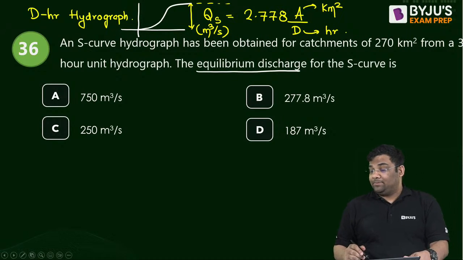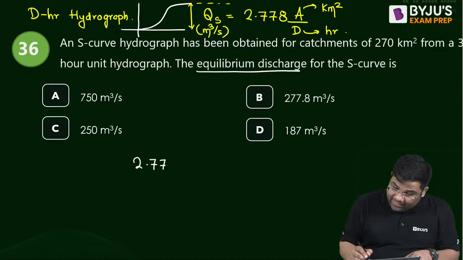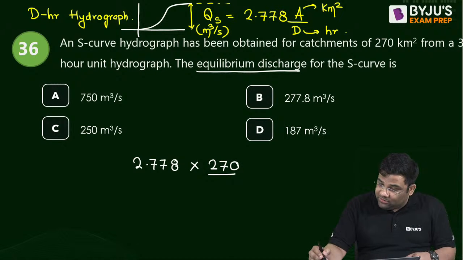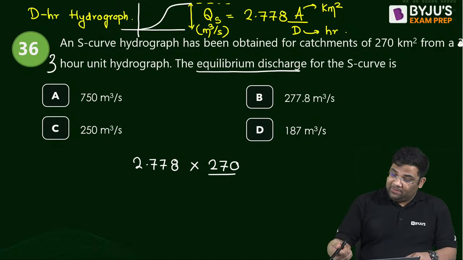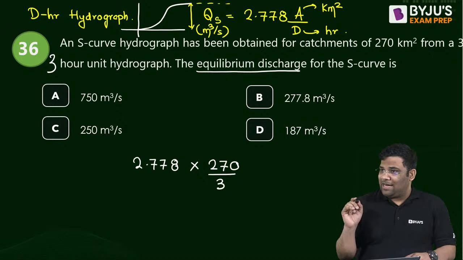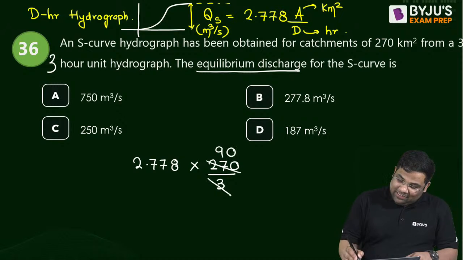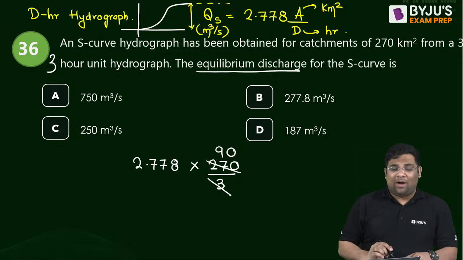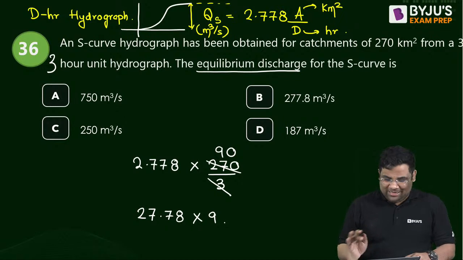So what's the answer to this? What's the answer to this? It is 2.778, yes, area is 270, and it's a 3 hour unit hydrograph. Slightly visible, yes, 3 hour unit hydrograph, right? So you'll get cancelled, 90. See, without calculating also you can find out, right? You can see this will be 27.78 into 9. So obviously around 250, right? You can guess it also, right?